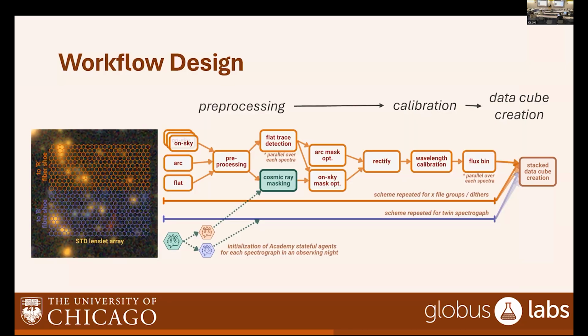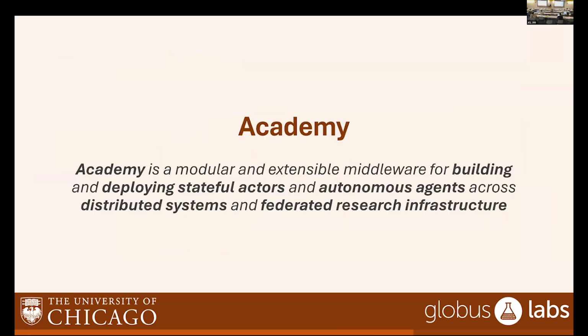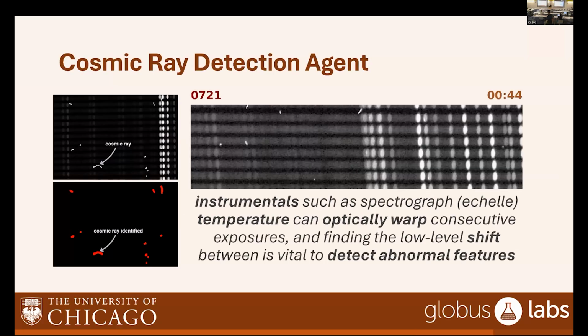And then I'm also going to talk quickly about using Academy agents, which basically is an optimizer agent with internal state, which helps get the actual cosmic ray detection done. So that's this part of the pipeline. There's going to be another talk about this later, but what I'm using Academy for is having an internal state agent for each of these spectrographs, and that allows me to do optimizations that are informed on the instrumentals.